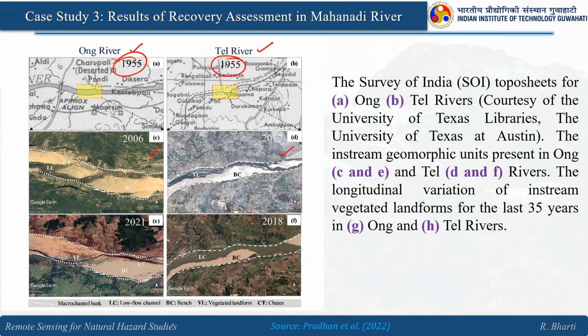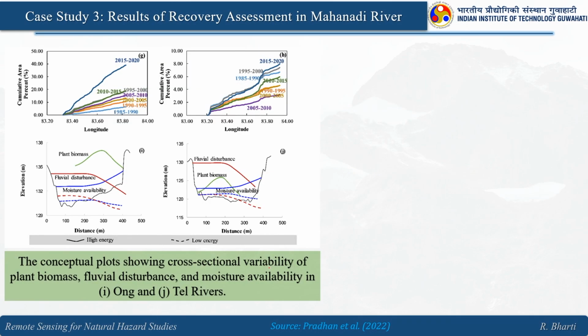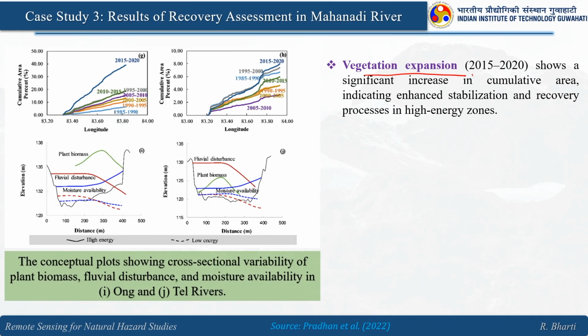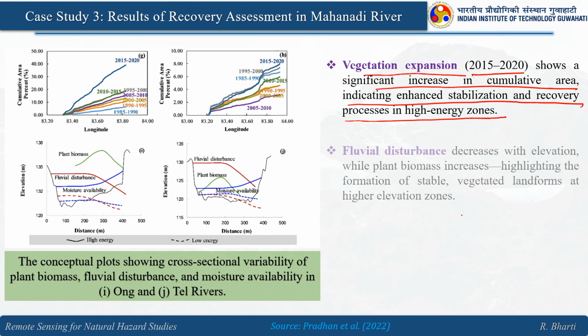Now, you can see some of the figures are marked with LC, BC, right. So, see it carefully. LC is the low flow channel, BC is the bench, VL is the vegetated landform and CT is the chutes, right. Which are available in different sections in different time frames. So, the vegetation expansion between 2015 and 2020 shows a significant increase in cumulative area, indicating enhanced stabilization and recovery process in high energy zones.